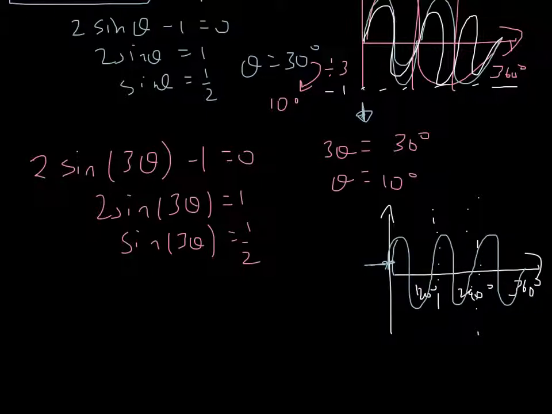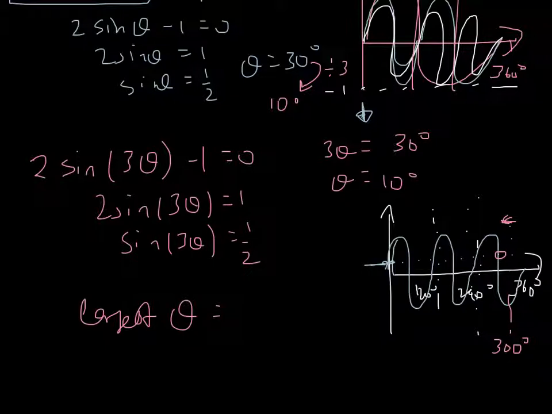Our largest possible answer is going to be this last one over here, which is going to be 10 degrees back from whatever is halfway between 240 and 360. Halfway between 240 and 360 is 300. So if we take 10 degrees off that, back that way, we get the largest solution: theta equals 290 degrees.